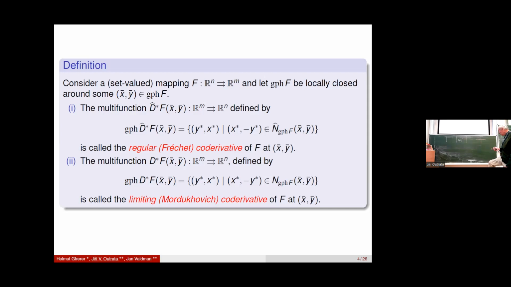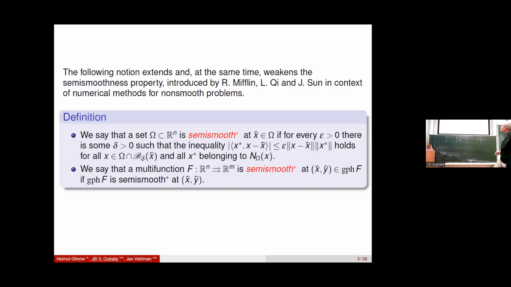Fine. And now I switch to a very important notion of semismoothness. This notion has been introduced by Robert Mifflin in the 70s in connection with non-smooth optimization methods. But then it has been widely used in so-called semismooth Newton methods, which are now more or less a standard tool for solution of Lipschitzian equations.